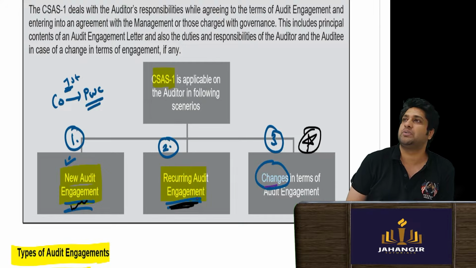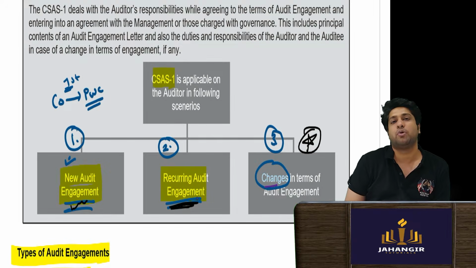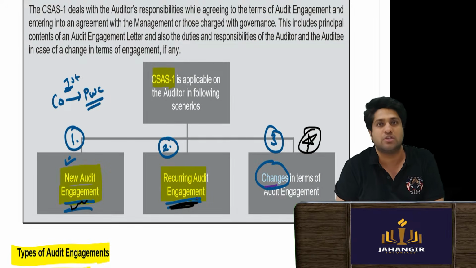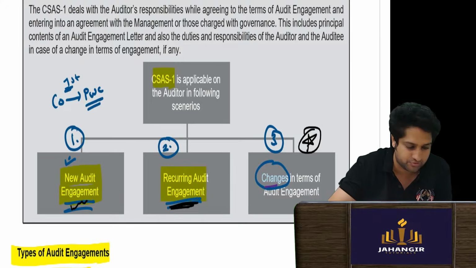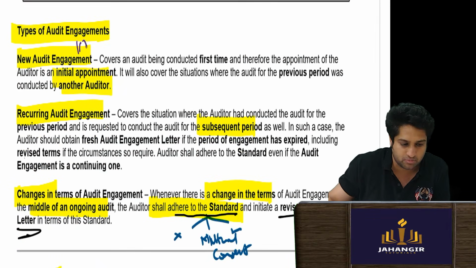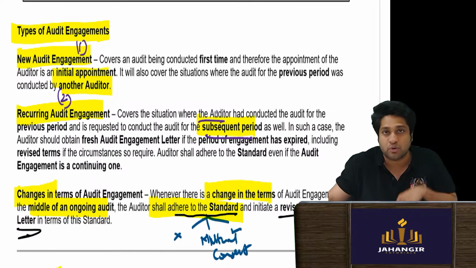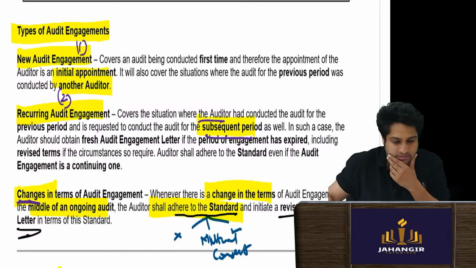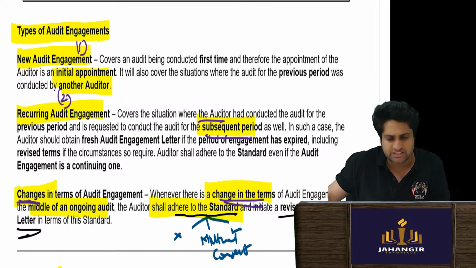So normally students say no, but the answer is that is not the case. Yes, you can change the audit provided you are not violating any of the laws. Then you can do it. We'll see how it is framed. First-time audit is called a new engagement, obviously. Recurring is basically when the same auditor is appointed for a subsequent period. He is covered and changes. Okay, changes in the terms, etc.